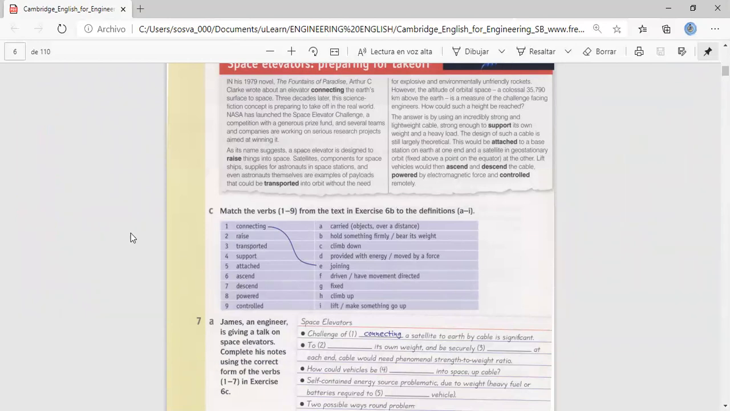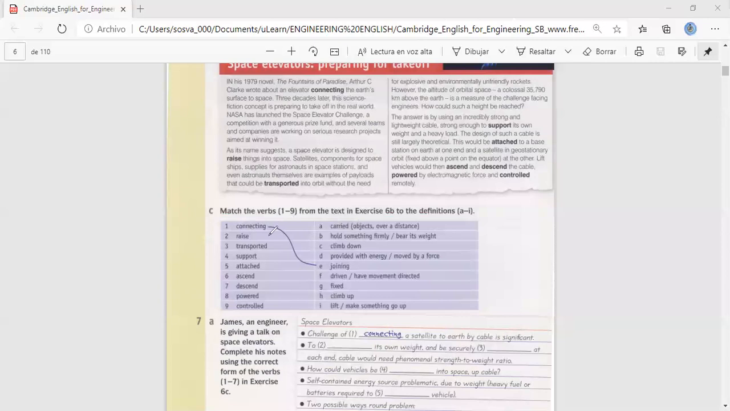Maybe. So maybe you remember that I told you some vocabulary, some verbs. We have a table down below the article where we have to match the verbs 1 through 9 from the text in exercise 6b to the definitions. You have an example. It says connecting. So what's the meaning of connecting something? Well, it's letter E, to join something together. Okay, that's the definition of this one.